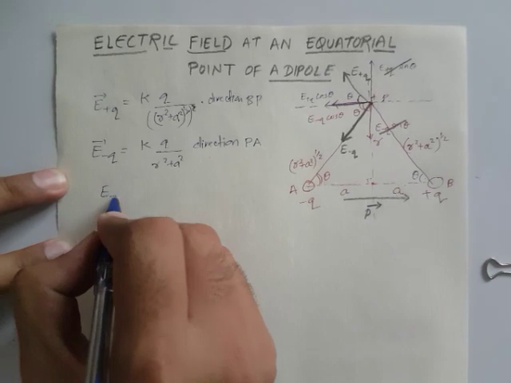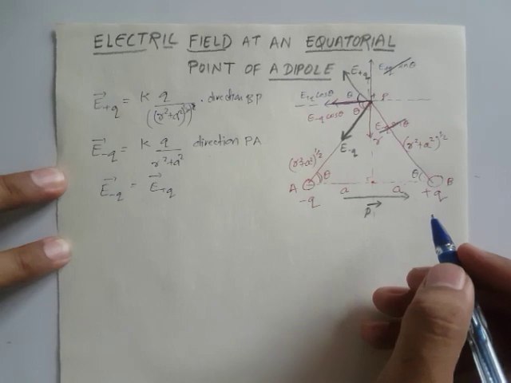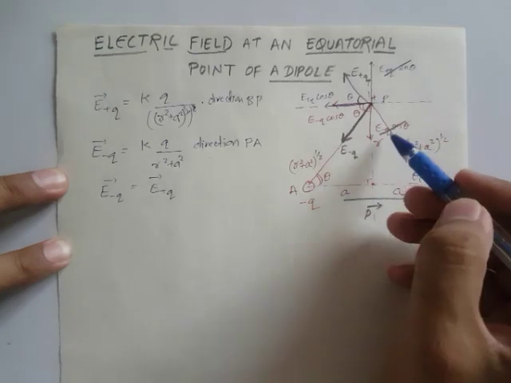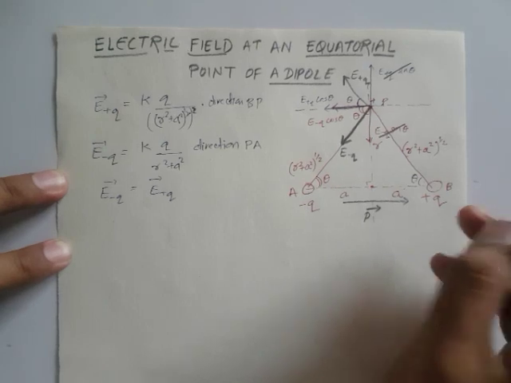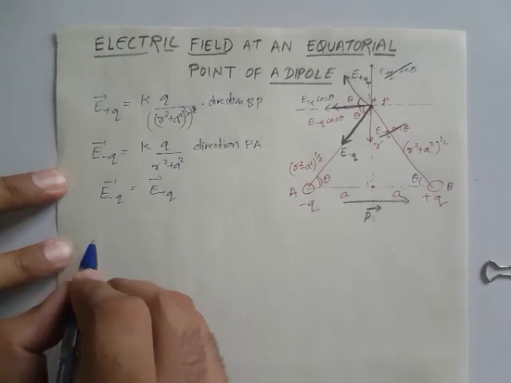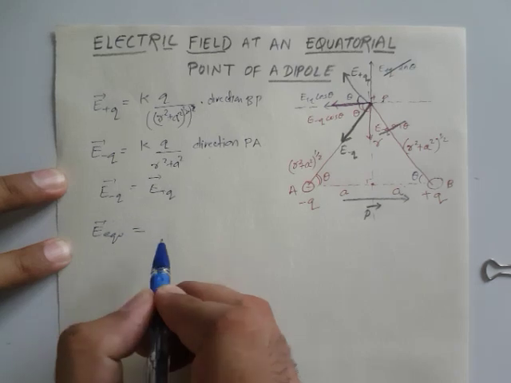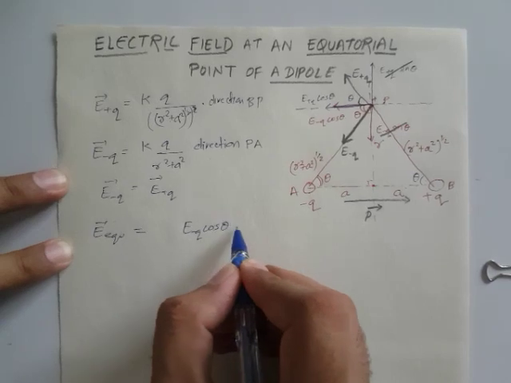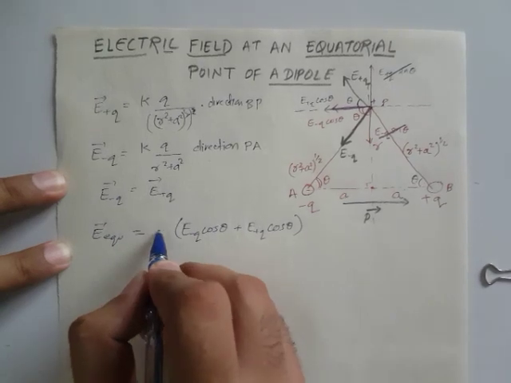We can write over here that E of minus Q equals E of plus Q. The magnitude will remain the same, and the component normal to the dipole axis will cancel out, that we know. So the components parallel to the dipole axis add up. The total electric field at equatorial, we write as E equatorial for notation, and it will be E minus Q cos theta plus E plus Q cos theta, and we're going to write a minus over here.